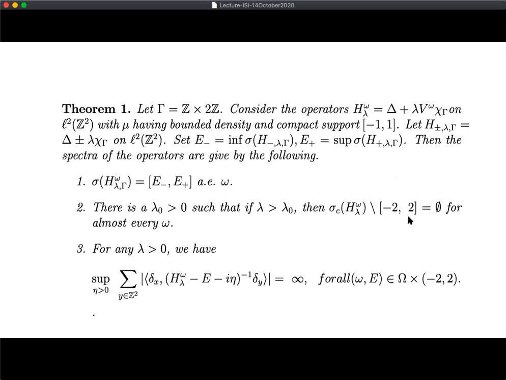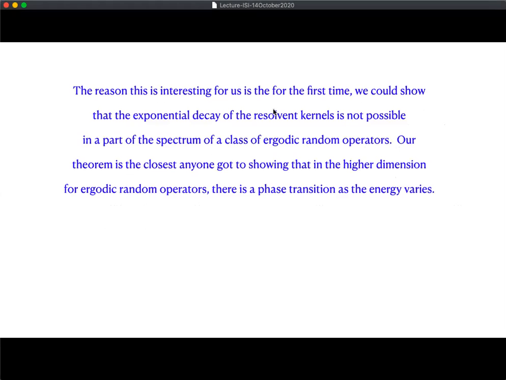We could show absolutely continuous spectrum in this energy region for quantum waveguides, quantum lattice waveguides, namely where this Z is reduced to a finite set. But when you take a full L2, we can show this statement. That itself is a remarkable progress for us. The reason this is interesting is, for the first time, we could show that the exponential decay of the resolvent kernel is not possible in a part of the spectrum for a class of ergodic operators. Our theorem is the closest anyone got to showing that for high dimensional ergodic random operators, there is a phase transition as energy varies. So we call that a phase transition.